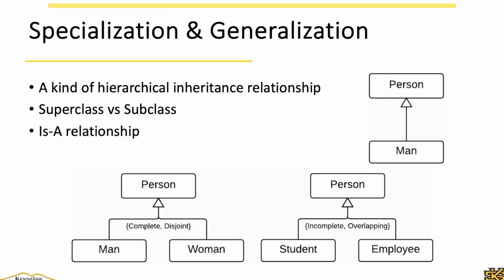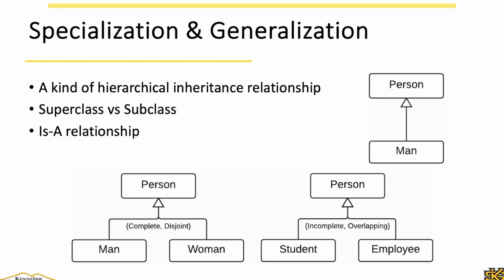As shown in the diagram, the person class has many attributes. The subclasses, which are men or women, inherit all of the attributes from the person class. But they can also have additional attributes that are unique to them.